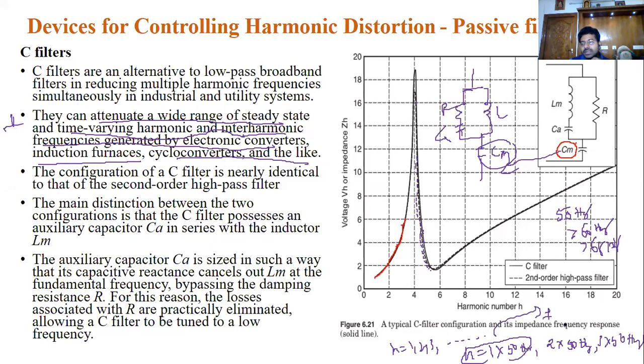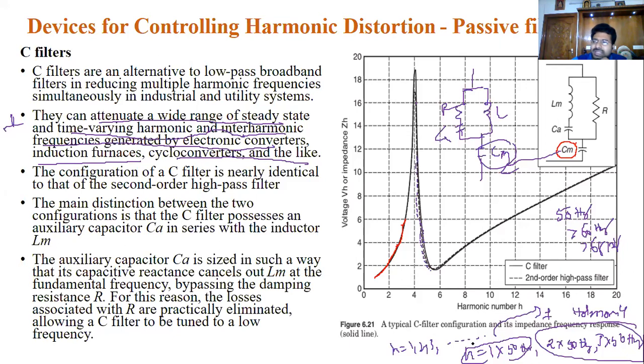All other things you can call the harmonics: second order harmonics, as well as third order harmonics. So what are interharmonics? They lie in between these. The first order is 50 hertz, the second order is 100 hertz. In between 50 and 100, we may get, suppose, 75 hertz. That is the interharmonics. This type of filter is used to attenuate the interharmonics generated by induction furnaces, cycloconverters and electronic converters.